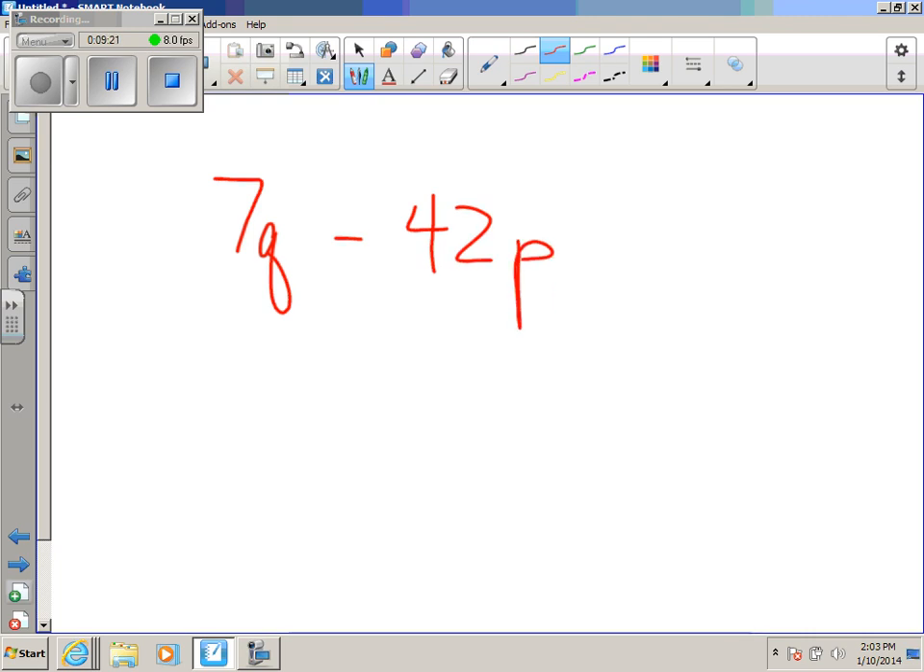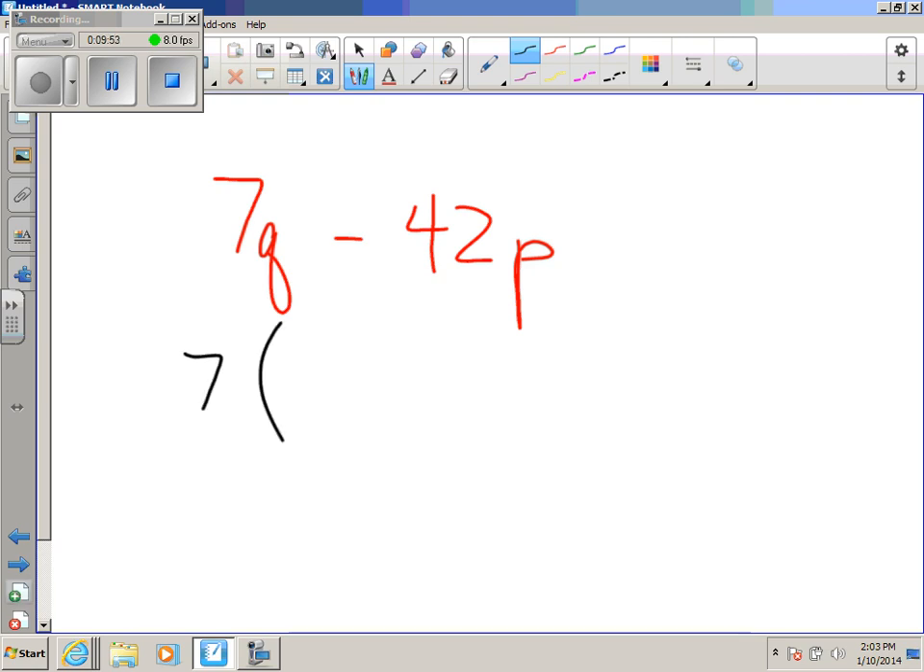(7q minus 42p). Only thing majorly different here than the last one is the sign in the middle. And yes, that does make a difference. What is the GCF between a 7q and a 42p? Marlia. What do they have in common? 7. Good. The GCF. Don't get ahead of yourself, okay?